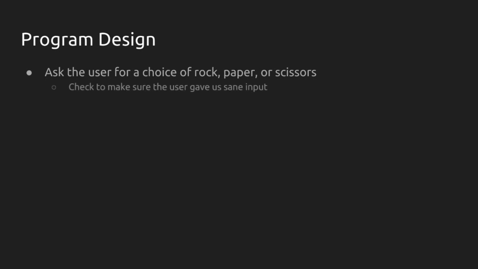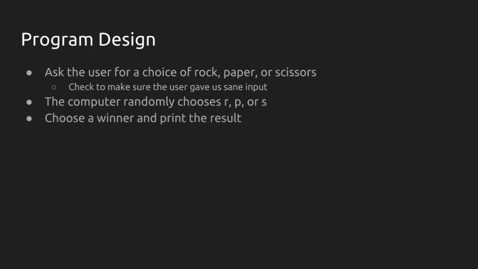So let's think for a moment about our program design. We have to ask the user for a choice of rock, paper, or scissors. We're going to check to make sure that the user gave us sane input, or hopefully we'll be able to do that, otherwise the game won't work. The computer then has to randomly choose rock, paper, or scissors, and then we have to compare those two, choose a winner, and then print out the result.